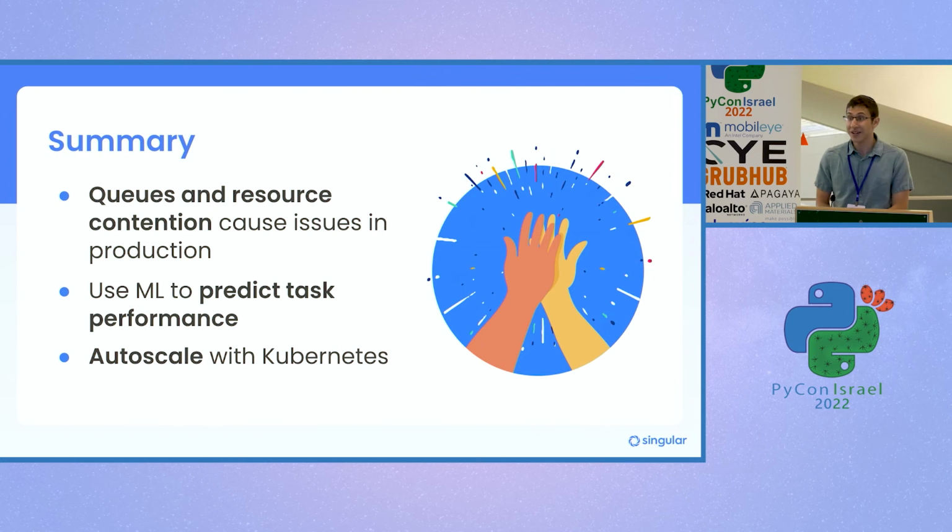So cool. To summarize everything, because we went through a lot, we started with the problem where queues and resource contention were causing issues in production. We had large tasks that were causing small tasks to be stuck and causing data delay for customers. We checked a couple of options and looked through different possibilities and decided in the end to use machine learning to predict task performance and split our tasks into light and heavy queues. And once they were split into light and heavy queues with dedicated workers, we were able to auto-scale these light queues with Kubernetes and further increase resource utilization.